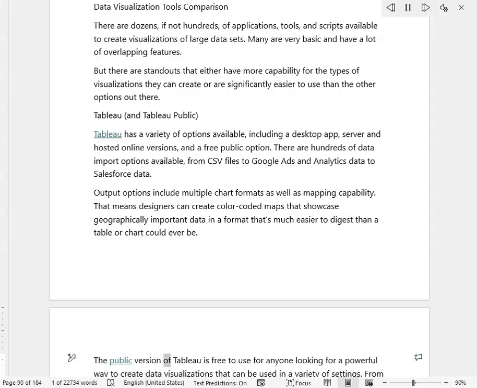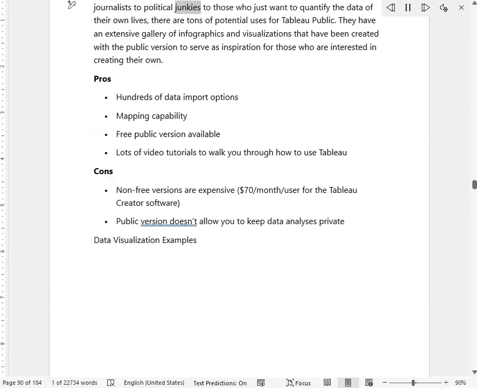The public version of Tableau is free to use for anyone looking for a powerful way to create data visualizations that can be used in a variety of settings. From journalists to political junkies to those who just want to quantify the data of their own lives, there are tons of potential uses for Tableau Public. They have an extensive gallery of infographics and visualizations that have been created with the public version to serve as inspiration for those who are interested in creating their own.